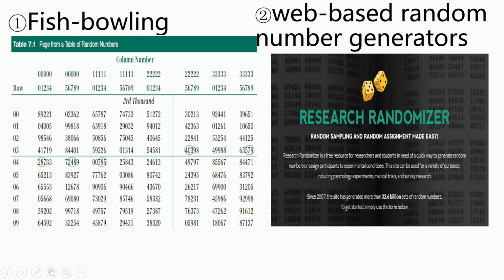Number 2, you most likely will have access to web-based random number generators such as Research Randomizer. If you access this website, you will find information about the Research Randomizer and a tutorial on how to use it to generate random numbers quickly.